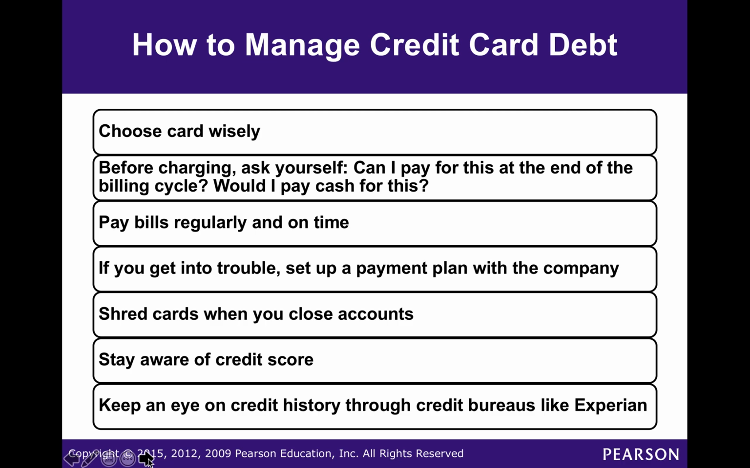Pay bills regularly and on time. One piece of advice given was to do automatic payment. You can have your bills linked to this credit card for automatic payment, which will help you pay your bills regularly and on time. And then you also need to pay this credit card bill regularly and on time.